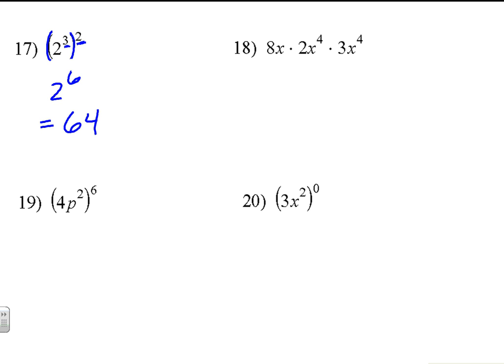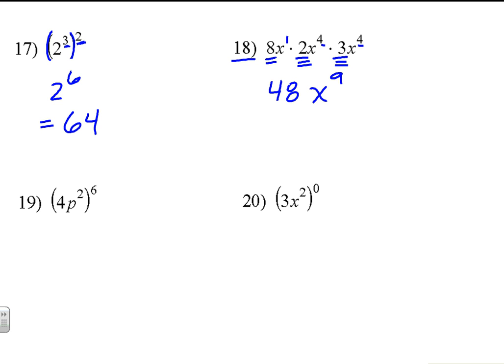Number 18. Big mess, but this is easy. 8 times 2 times 3. Plain old numbers times plain old numbers. That is 48. I could do it this way, 8 times 6, 48. And the common mistake I would see here is people would say, well, there's 8 x's, 4 and 4. But there's another one here. 9 x's, 48x to the 9th.